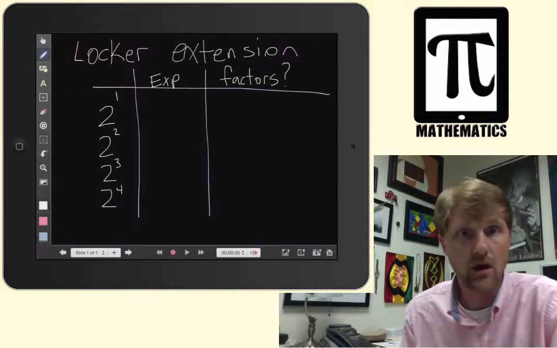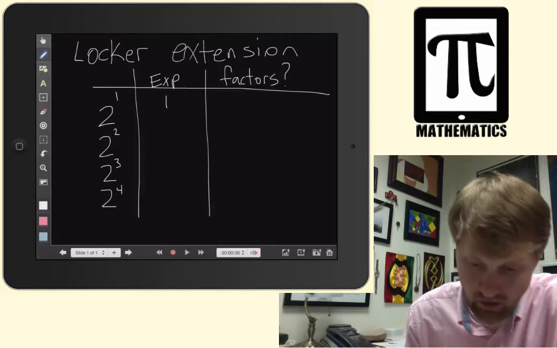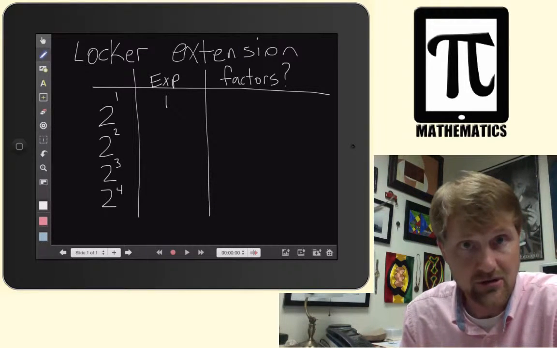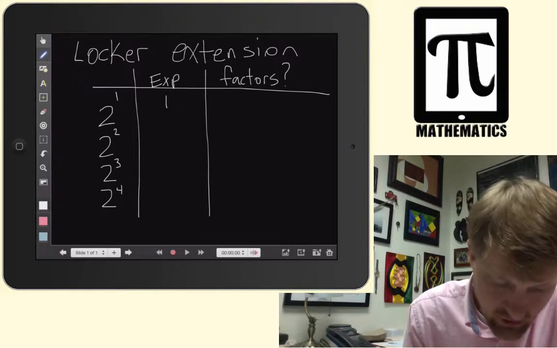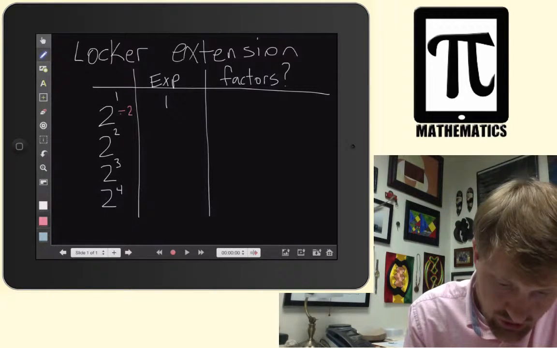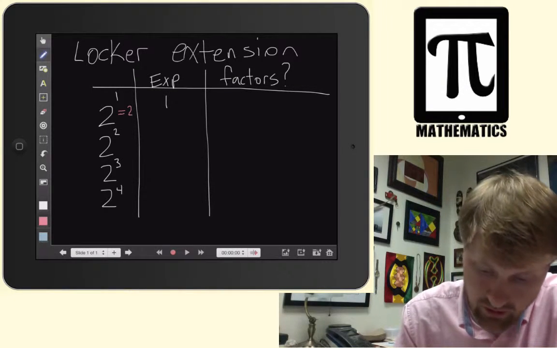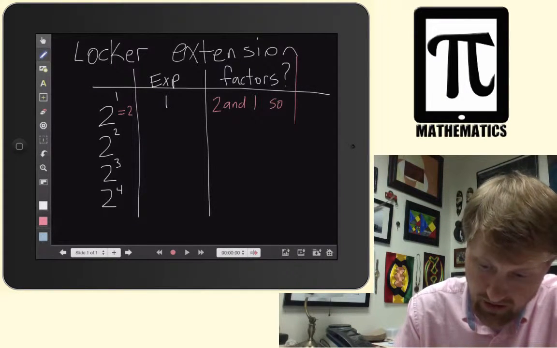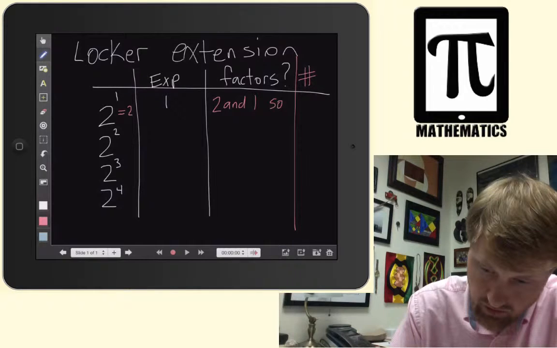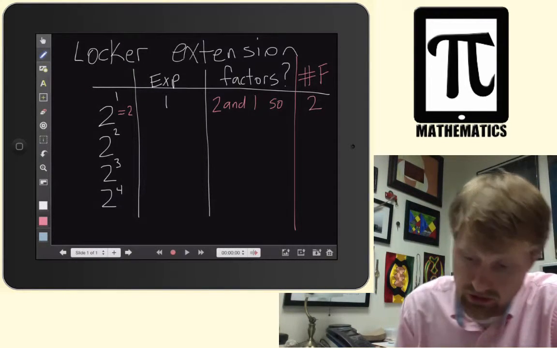Okay? So let's work it out. 2 raised to the first power, so an exponent of 1, how many factors does it have? Well, 2 raised to the first power equals 2. So the factors of 2 are 2 and 1. So the number of factors, we'll call it F, is going to be 2.